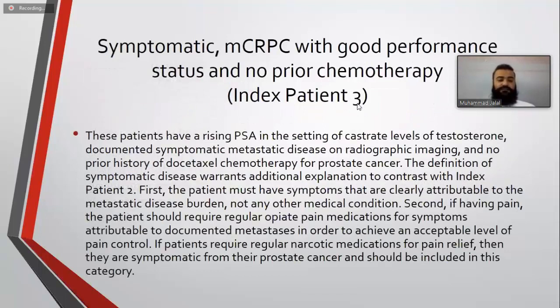This is the second patient: symptomatic metastatic castration-resistant prostate cancer with good performance status and no prior chemotherapy. These patients have a rising PSA in the setting of castrate levels of testosterone, documented symptomatic metastatic disease on radiographic imaging, and no prior history of chemotherapy for prostate cancer. The definition of symptomatic disease warrants additional explanation to contrast with the index patient.